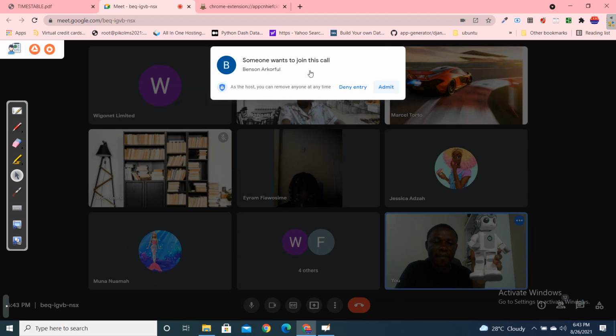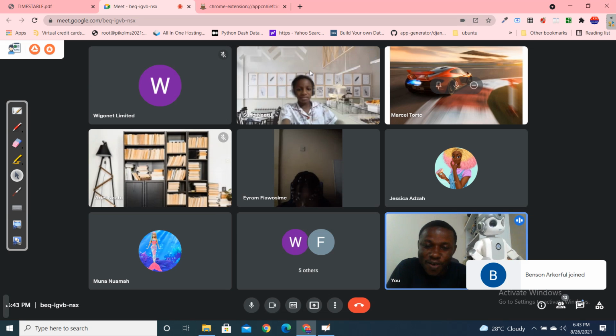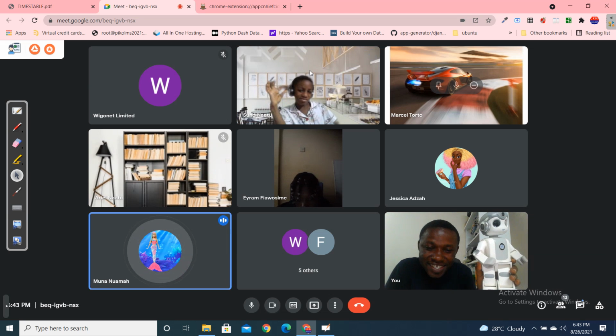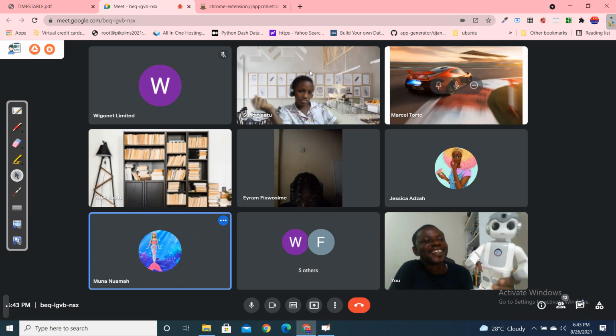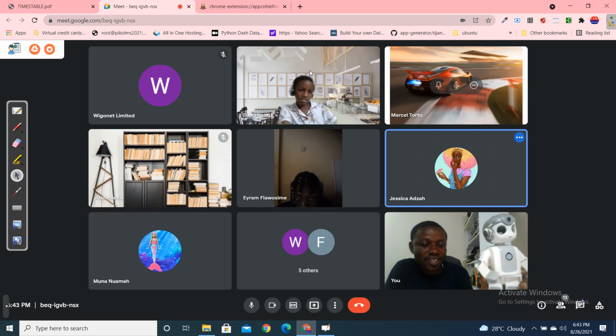That robot looks like a person playing Roblox. It looks like what? A person playing Roblox. It's true. Now this one is an intelligent robot.